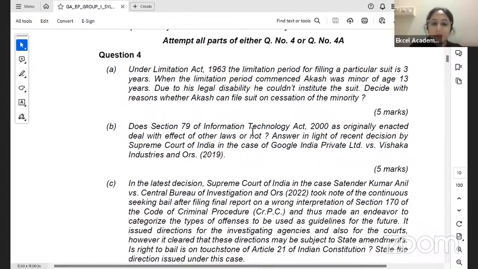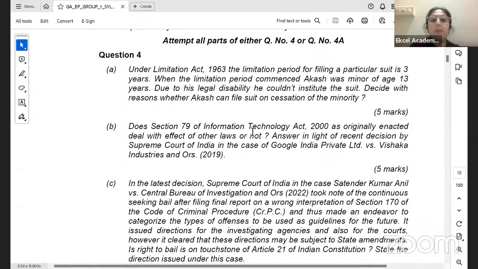Now the question is, decide with reasons whether Akash can file the suit on cessation of the minority. That means once he ceases to be a minor, that means once he attains the age of majority, can he file the case? As of now, he has the right to file. That means he is the person who has to file the case, but he is a minor. A minor is legally disabled from filing a case. Now what can be done? As per the Limitation Act, you have to answer.